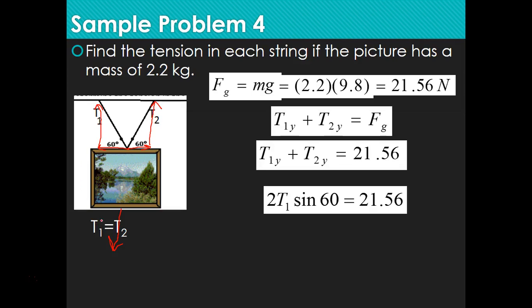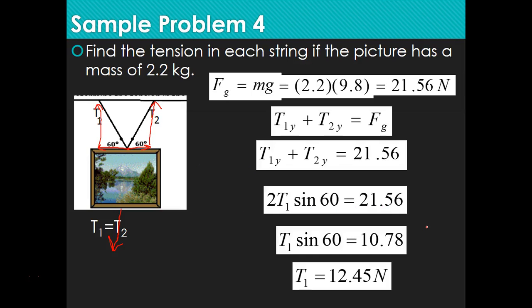We also know that T1 equals T2. So, since T1 equals T2, we can just double one of the tensions to get them added together. Now this is pretty easy to solve. We can just divide both sides by 2 and by the sine of 60. And we end up with the tension in each string being 12.45. Now how did I know that the tensions had to be the same? I knew that because the angles were the same. So this is how you do static equilibrium and tension problems.